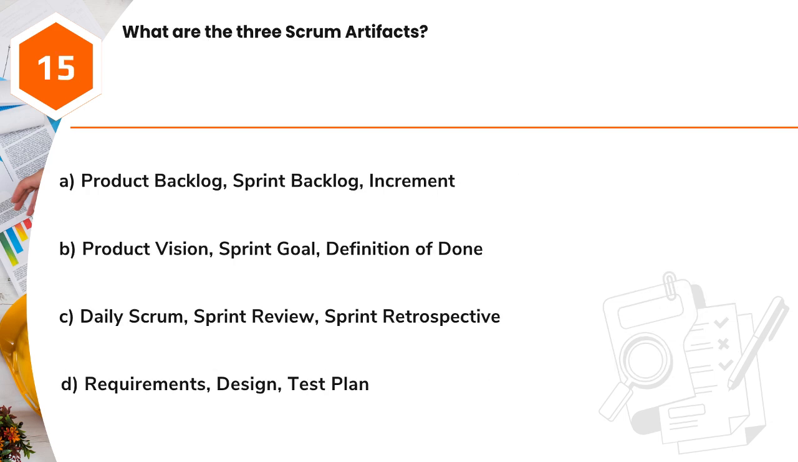Question 15. What are the 3 Scrum artifacts? A. Product Backlog, Sprint Backlog, Increment. B. Product Vision, Sprint Goal, Definition of Done. C. Daily Scrum, Sprint Review, Sprint Retrospective. D. Requirements, Design, Test Plan.